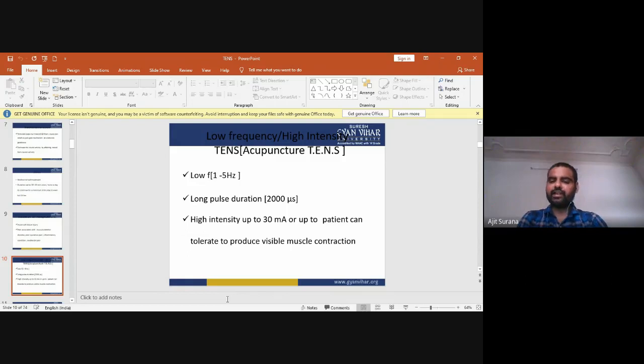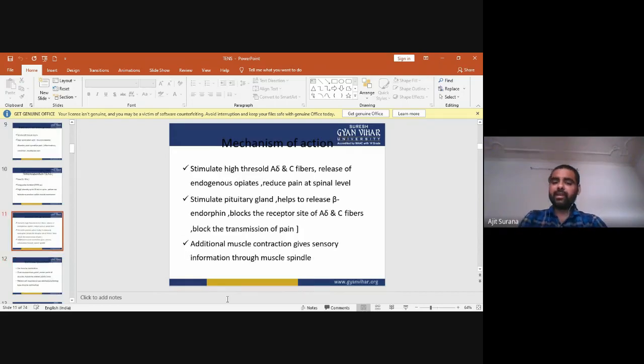High intensity, up to 30 milliamperes or up to what the patient can tolerate, to produce visible muscle contraction. So the low frequency TENS has a frequency of 1 to 5 hertz, a long pulse duration of 2000 microseconds, and a high intensity up to 30 milliamperes or as much as the patient can tolerate to produce visible muscle contraction.